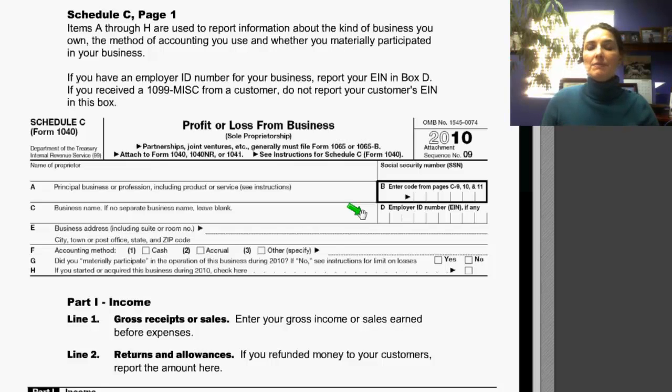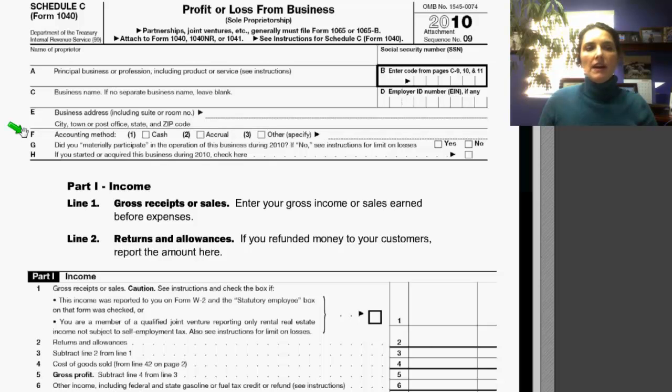But you don't ever put the EIN that appeared on a 1099 miscellaneous that was issued to you by a customer, for example. And I also wanted to point out to you here that we have check boxes that you need to enter your accounting method as either cash, accrual, or other. Question number G, did you materially participate in the operation of this business? This has to do with whether or not you are actively participating in the operation of your business. And if you are not actively participating, then it would be a passive activity. So most sole proprietors will check yes to this question. And then question number H, if you started or acquired this business during 2010, check here. And of course, it's a new business only. You would check that box.